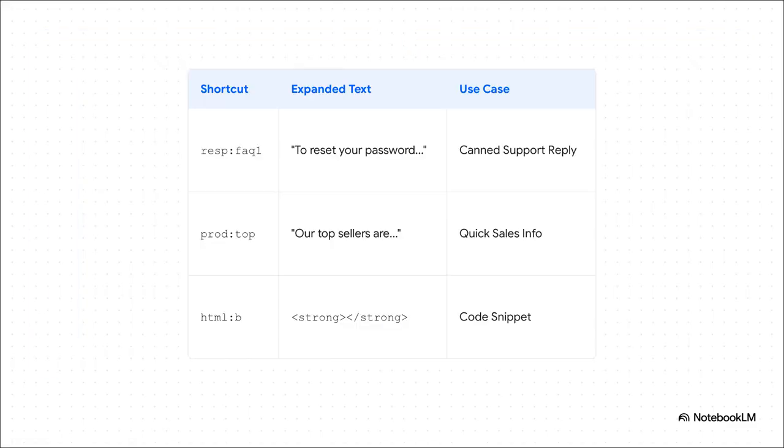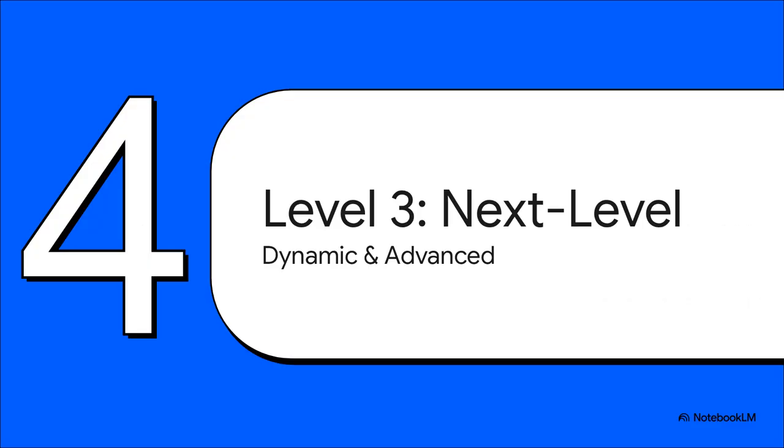And it goes way, way beyond just file paths. If you're in customer support, you can have shortcuts for every common question. In sales, a shortcut for your top-selling products. For you developers out there, you can insert common code snippets like HTML tags in a fraction of a second. The key takeaway is this. If you type it more than twice, it deserves a shortcut. Period.